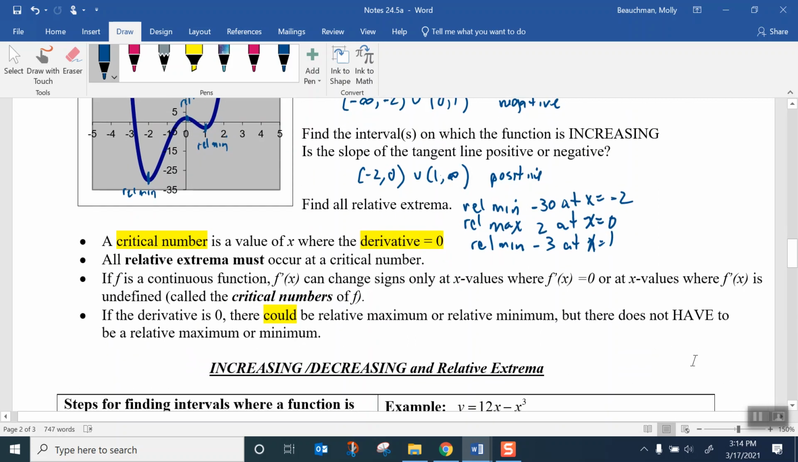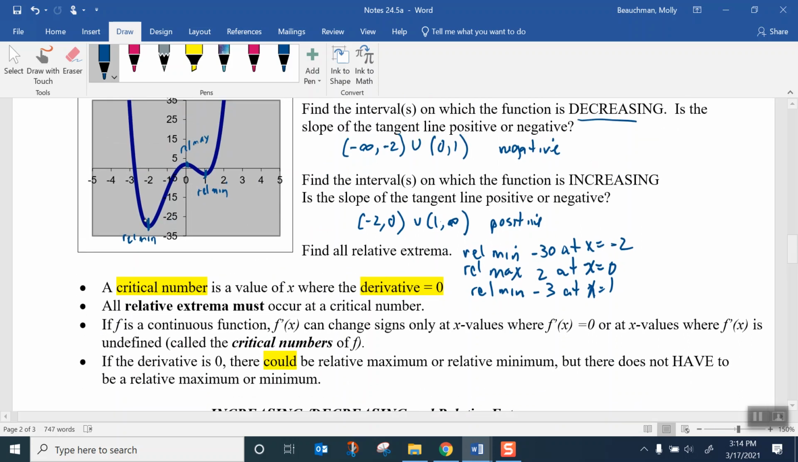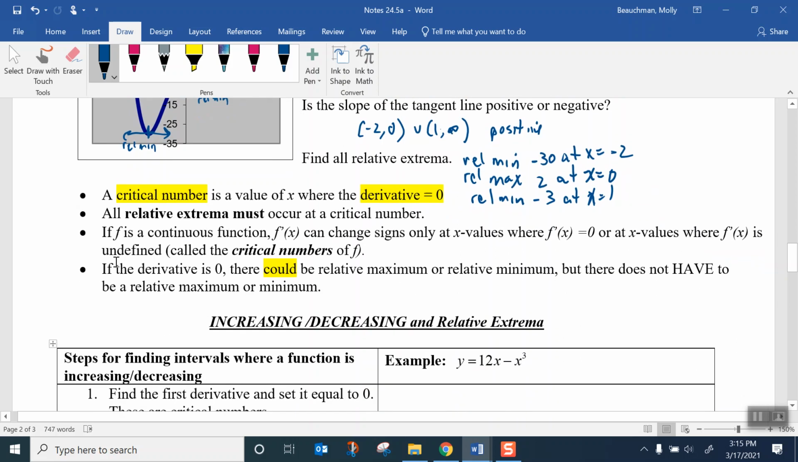So a critical number is a value of x where the derivative is equal to 0. So each of these, the derivative is 0 at each of these relative max and relative min. So what we're going to do to find these critical points, the points where the derivative is 0, is take the first derivative and set it equal to 0. So all relative extrema have to occur at a critical number.